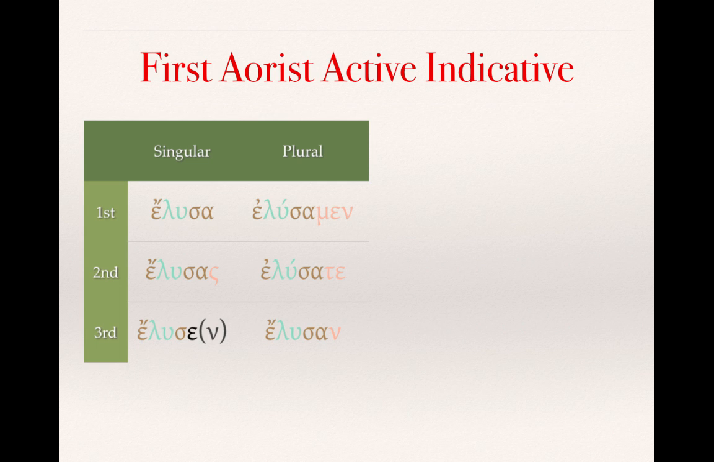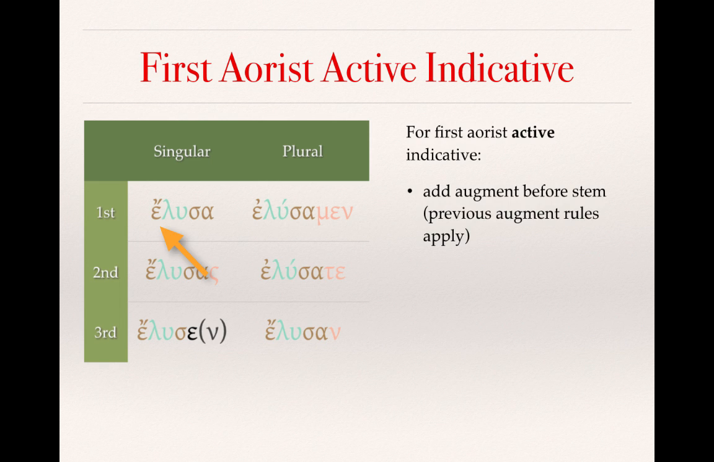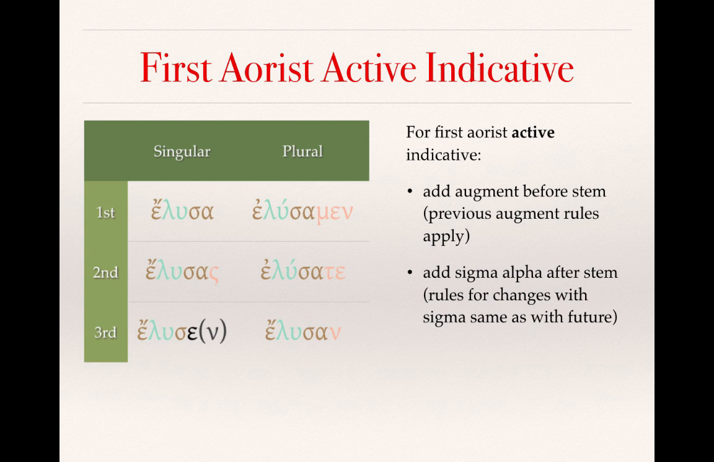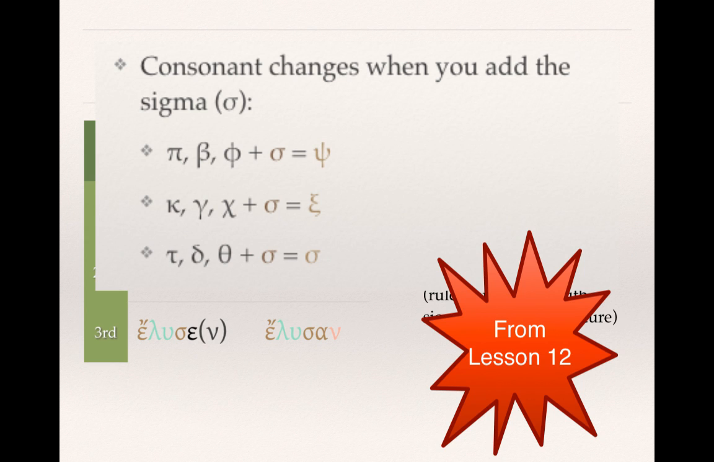With that chart still up on our screen, let's make a few comments about the first aorist active indicative. To begin with, you can see that we've added the augment before the stem. And so some of those augment rules that we learned in previous lectures on the imperfect would also be true of the aorist as well. From there, you add the sigma alpha after the stem. Once again, rules for changes that you saw with the future when you added the sigma with the future are going to be similar in the aorist.